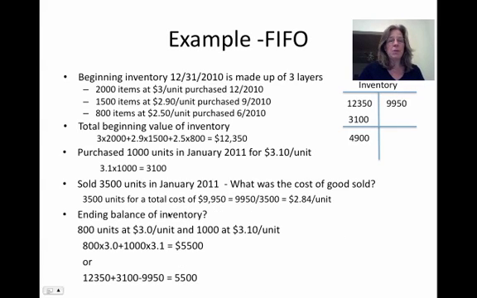The last thing we want to do is figure out the ending inventory. This value is wrong. It needs to be 5,500, and I will change that on the PowerPoint. What we did is we went into this layer and took 1,200 of those, so that means we're going to have 800 left at $3 a unit. And then we didn't go into this most recent layer we bought in January, so we're going to have 1,000 at $3.10. So 800 at 3 and 1,000 at 3.10 is 5,500. Or we can take the 12,350 plus 3,100 minus 9,950, which gives us 5,500.